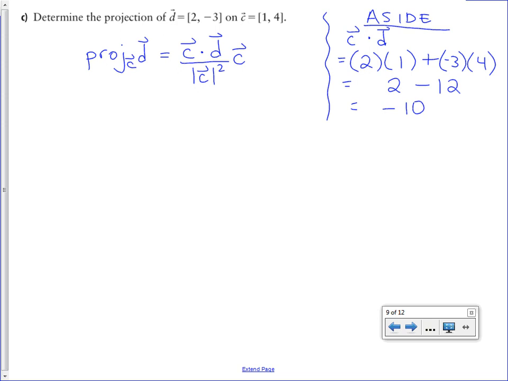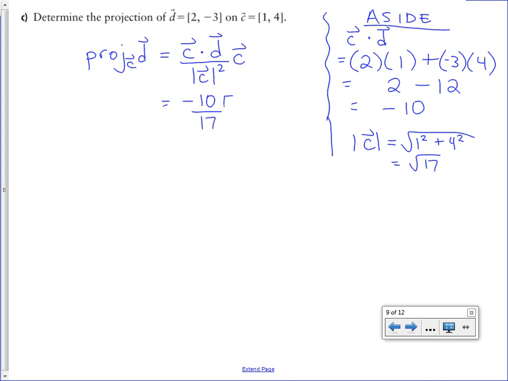I need the magnitude of C. They just gave me the vector, but can I find that length? It's the square root of first coordinate squared plus second coordinate squared. So 1 squared plus 4 squared is the magic number: 17. But wait a second, when I put it over here, it's squared, so just 17. Look at that: negative 10 over 17.